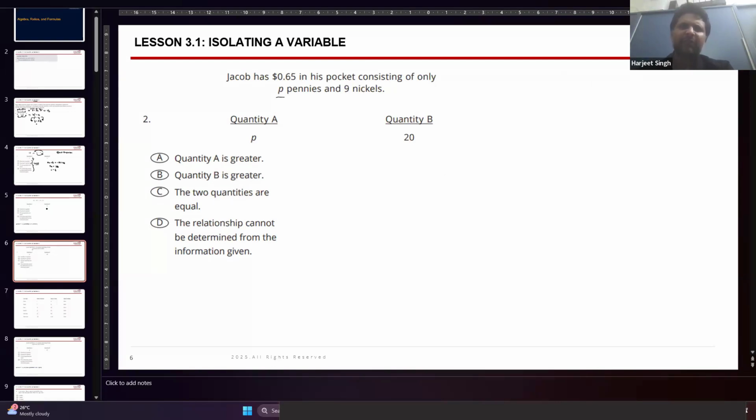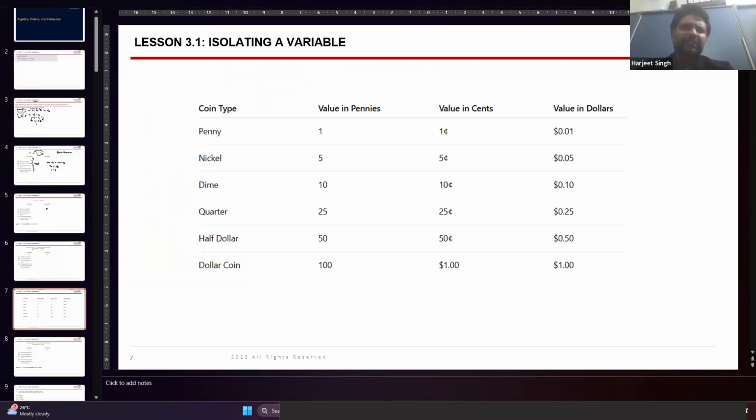So for that, this is a very important chart which helps you understand the conversion. A penny is 1 cent. The value in dollars is $0.01, 1/100th of a dollar. That's penny. Nickel is 5 cents. Dime is 10. D for dime, D for 10. Quarter is always 1/4, so it is 25 cents.